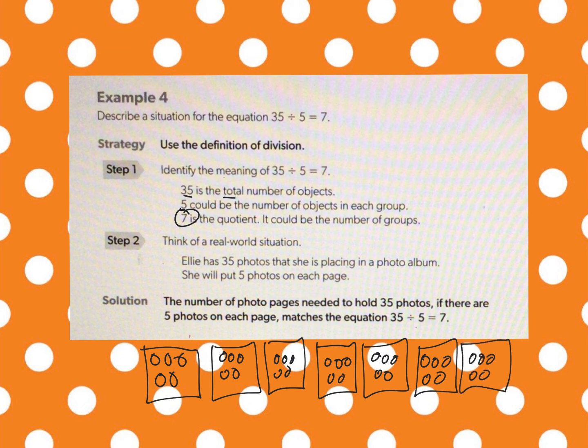Okay, so 35 total. Remember, I stopped at 35 and I put 5 photos on each page. And so my equation would look like this. 35 divided by 5 does equal 7.